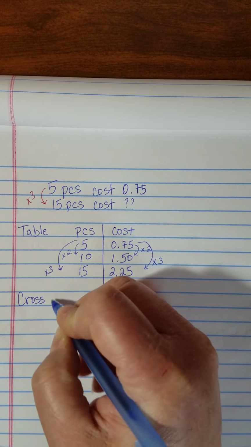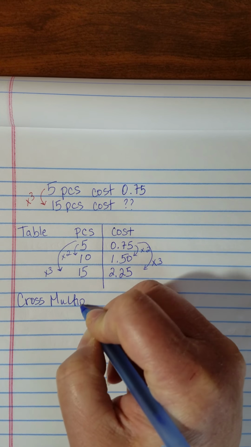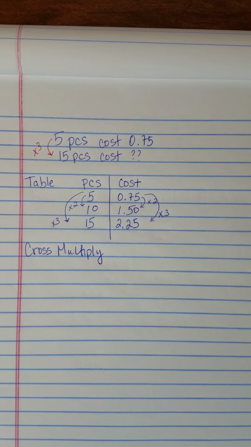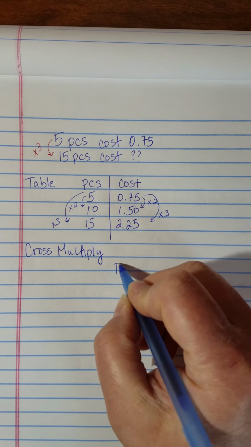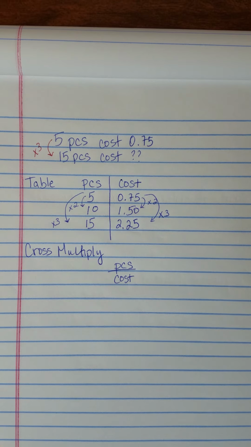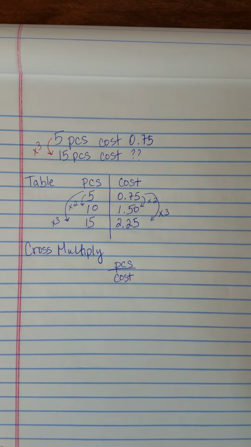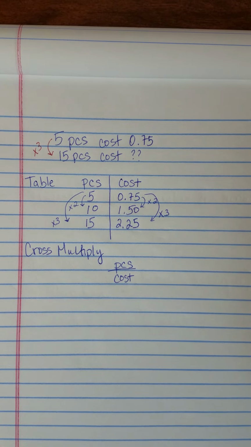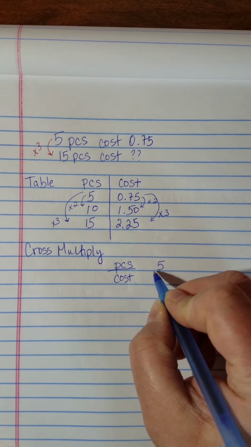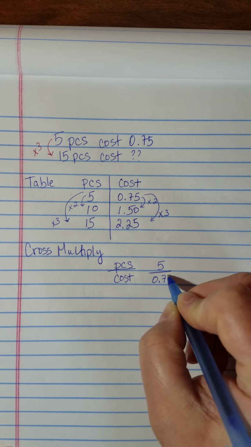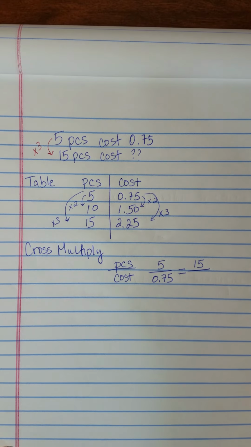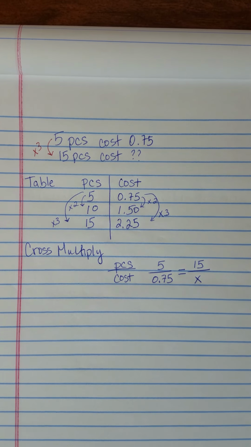If I think about cross multiplication, or the butterfly method, one of the strategies I suggested to you was to ensure that you start with a fraction of words. My words here: the number of pieces, and the cost for that number of pieces. I could write this fraction the other way, and the work would still be the same. You just have to be consistent about how you write it. That's why I encourage you to write them with words. 5 pieces costs 75 cents. 15 pieces cost an unknown value. So I'm going to call that x.